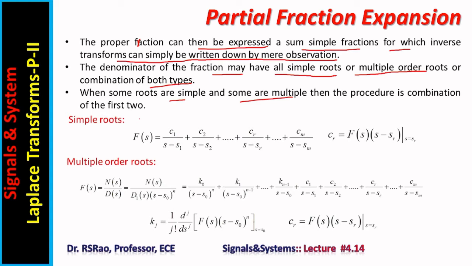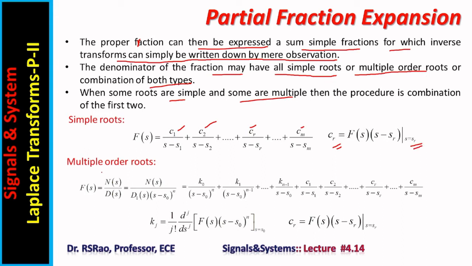Then the proper fraction can be expressed as F of s equal to c1 by s minus s1 plus c2 by s minus s2 plus etc. plus cr by s minus sr etc. plus cm by s minus sm. And these quotients c1, c2, cr, cm can be computed using the relation cr equal to F of s times s minus sr at s equal to sr.